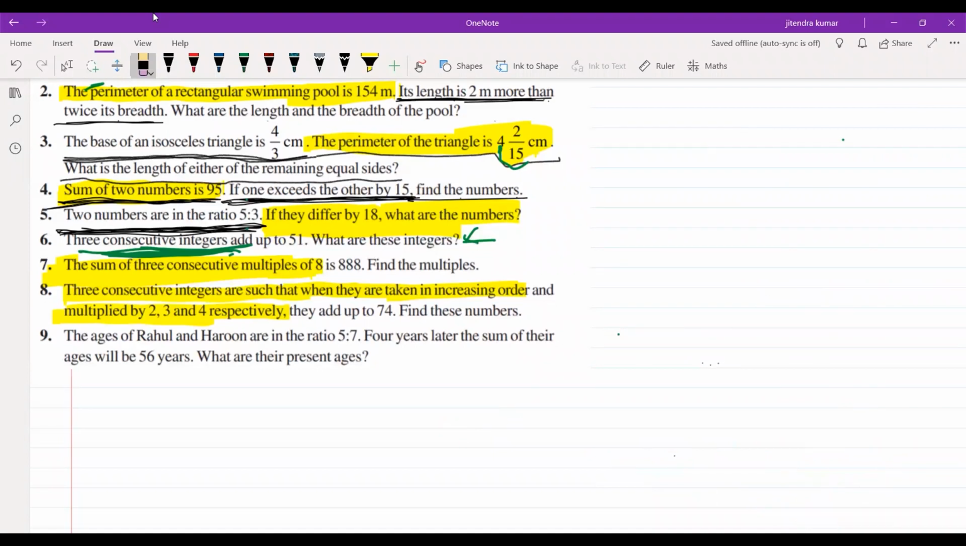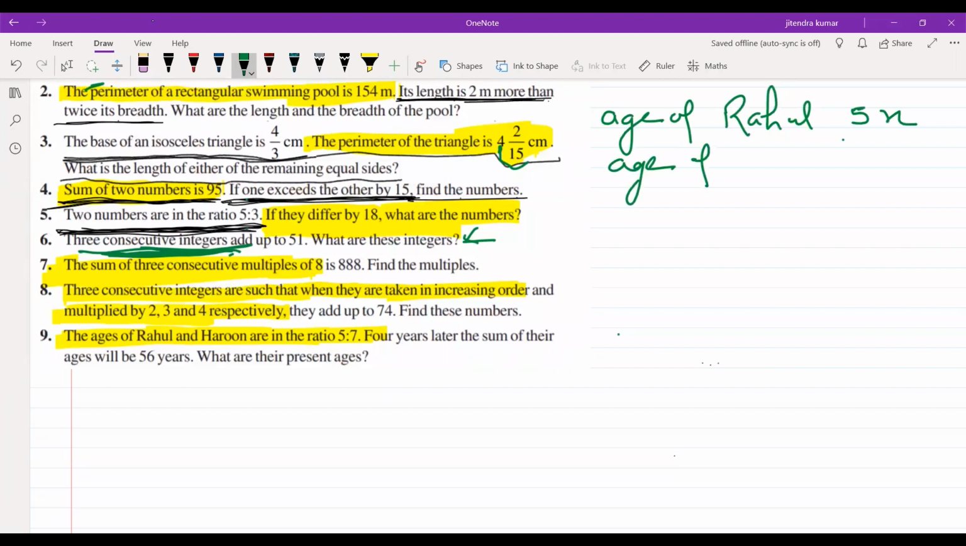Okay, now in the next one you can see again the question is in the ratio. As I already discussed, whenever it is given in the ratio, here we are given the ages. The ages of Rahul and Harun are in the ratio of 5:7. So we are going to consider their ages as 5x and 7x. So let's consider age of Rahul as 5x and age of Harun as 7x.